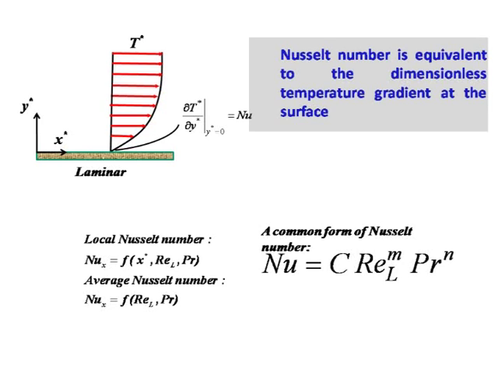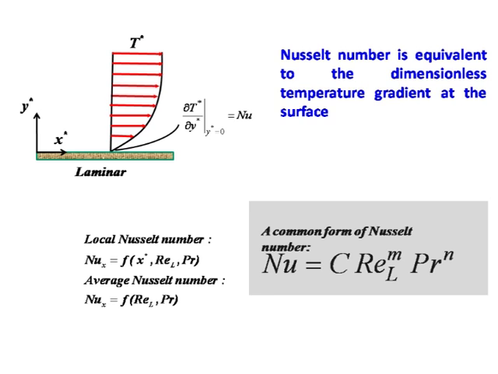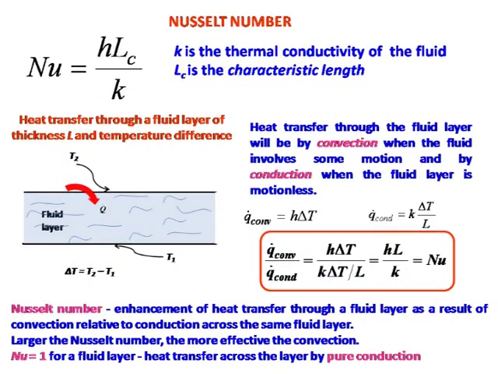So, this is something which we have to say again and again. Nusselt number is equivalent to the dimensionless temperature gradient at the surface, and therefore, we say all correlations typically will have this functional form. Now, let us quickly go back to that transparency on Nusselt number that we had, convection 1. Let me just pull it up, and here you will see this Nusselt number. We quickly didn't do this transparency.